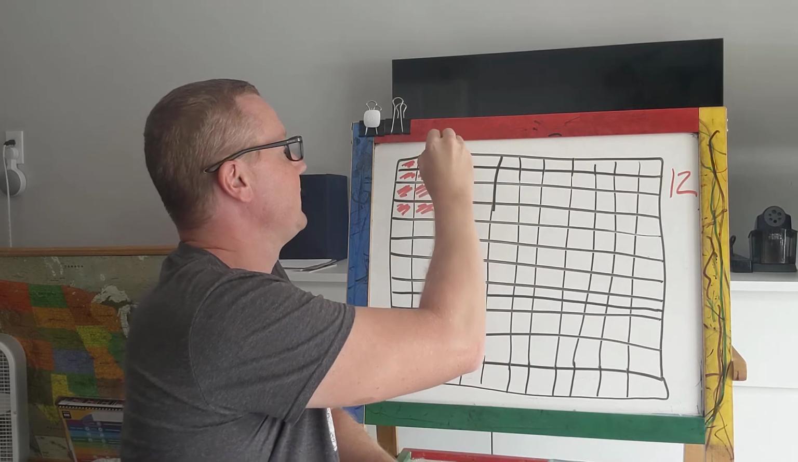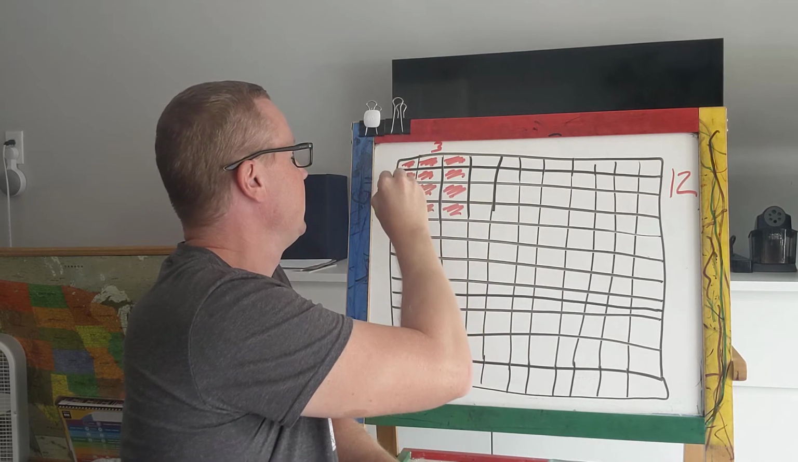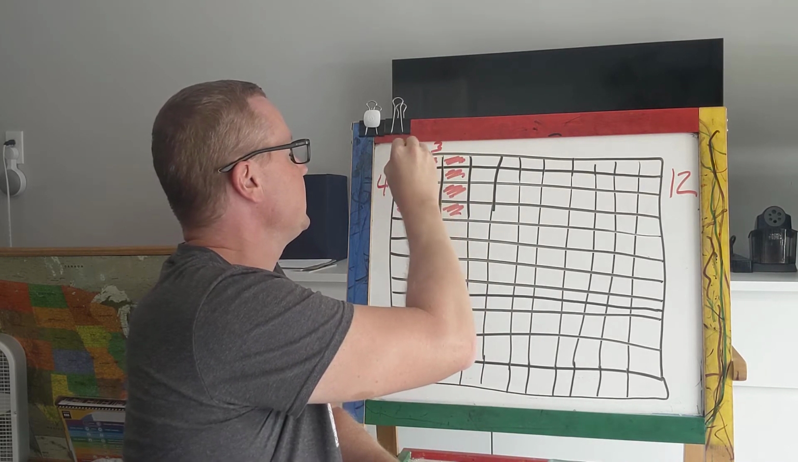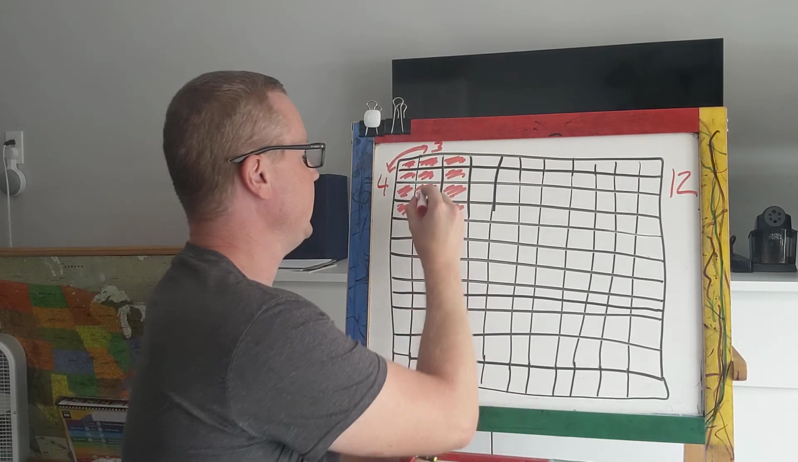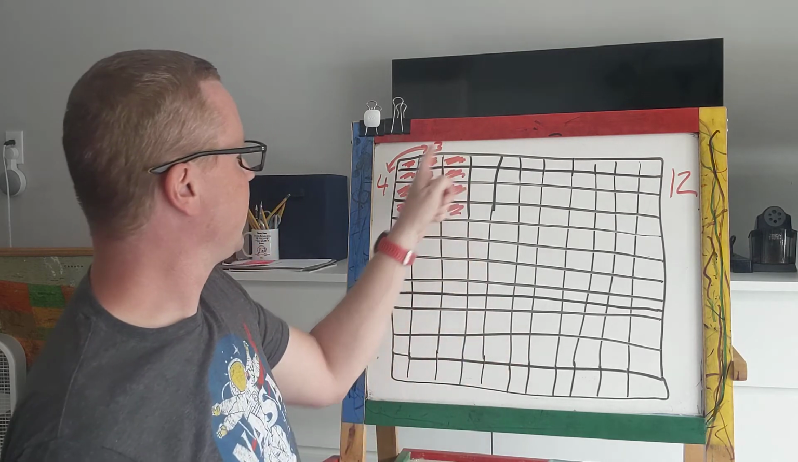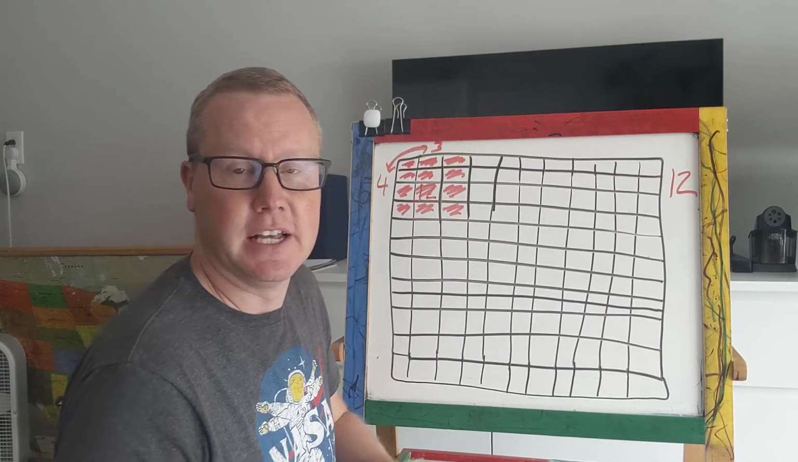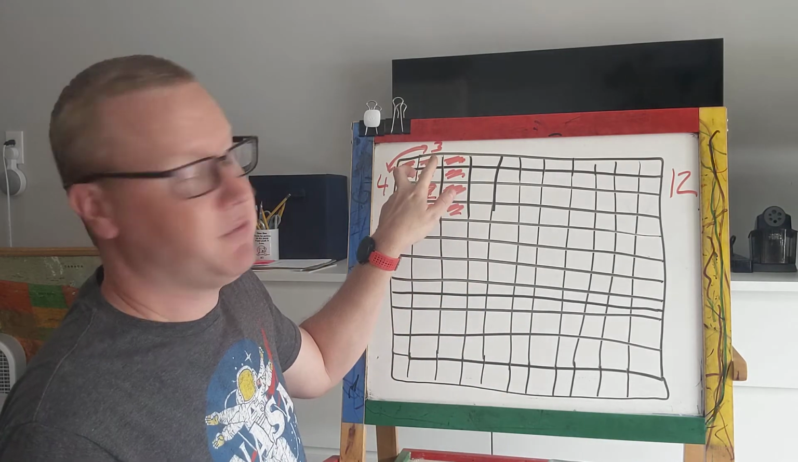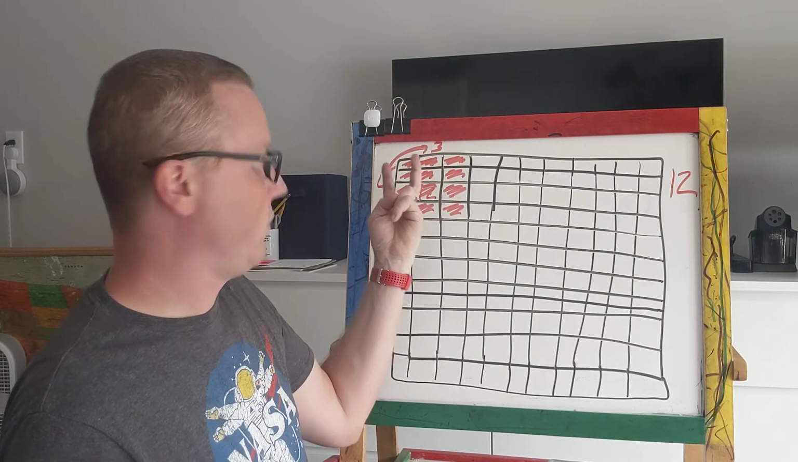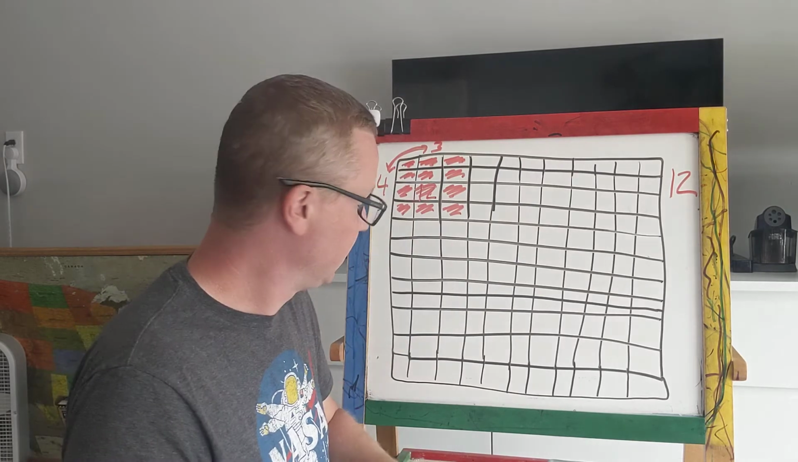But we have a dimension of 3 by 4. This is our factor pair. We have 12 total here in the middle, and our dimensions are 3 by 4. Can we come up with another? And remember, like I said before, you can switch it around, so it can be 3 by 4 or 4 by 3.